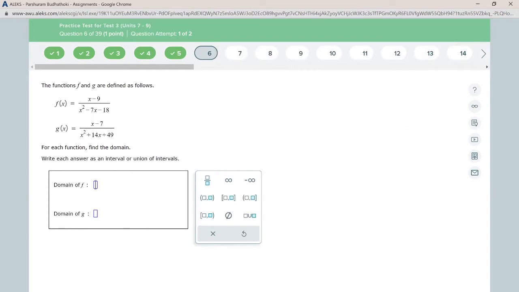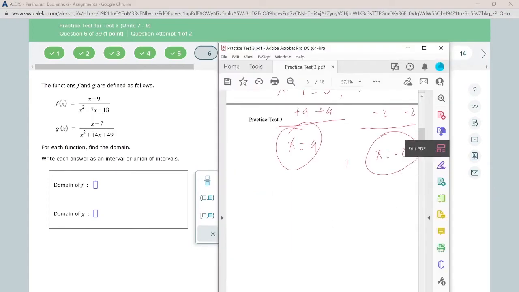Using the interval notation and union notation. So you go to the real number system, which is from negative infinity to positive infinity. From this real number system, you don't want negative 2 in the domain and you don't want positive 9 in the domain. So how do you write it?